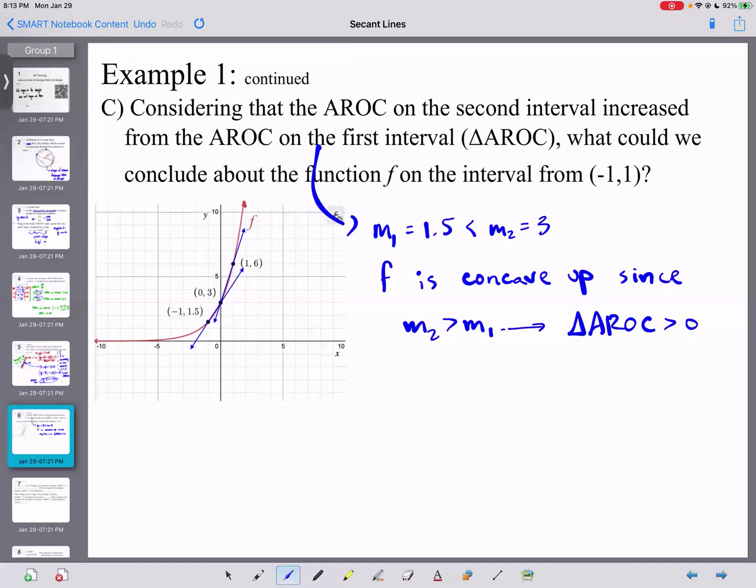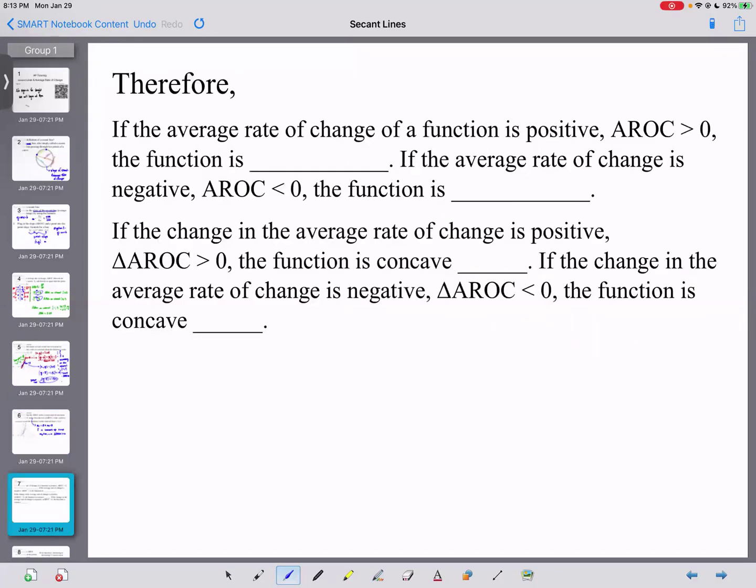Okay, so I believe that's it for my example 1. And I'm going to show you something. Okay, let's fill this in here. It says, therefore, if the average rate of change of a function is positive, meaning the A rock greater than 0, the function is, and you fill in the word. What word do you think should belong in that first blank? Concave up.